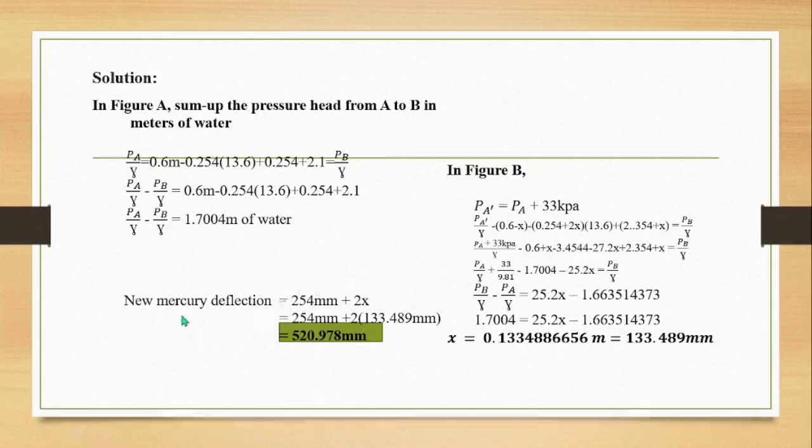Next is the manometer deflection, which is what we are looking for. Our given is 254 mm plus 2x. So we copy 254 mm plus 2 times our answer for figure B, and calculate. Our answer for problem number 5, the manometer deflection, is 520.978 mm. Okay.